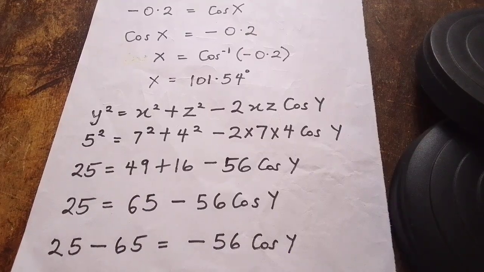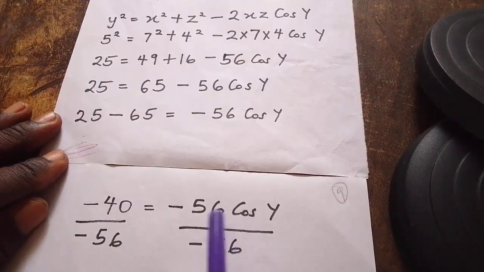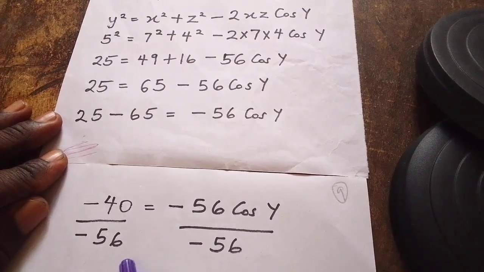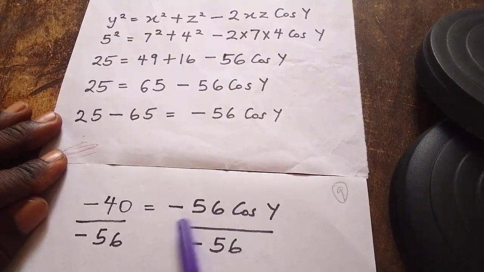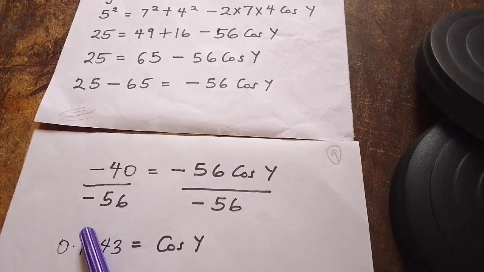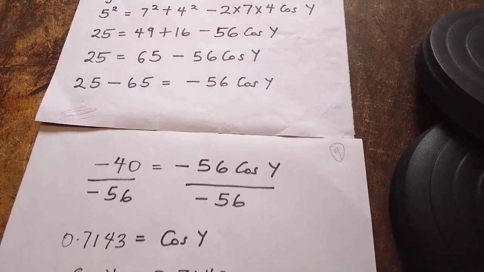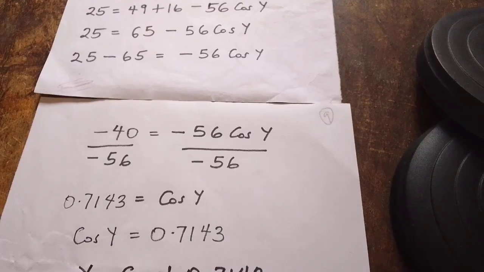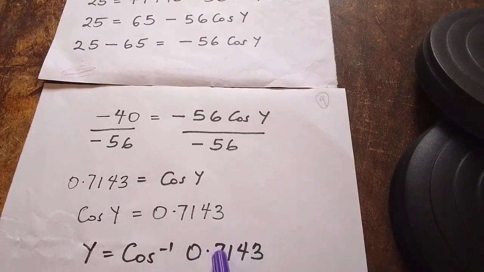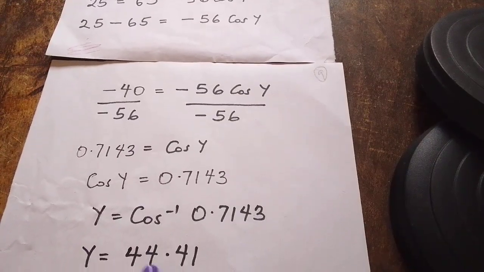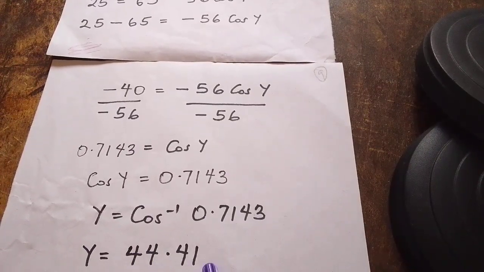If we bring this 65 to the other side, we have 25 minus 65 is equal to minus 56 cos y. Now to get cos y, you divide both sides by the coefficient of cos y, which is minus 56. So we are left with cos y here. Minus 40 divided by minus 56 gives us 0.7143. So that means cos y is equal to 0.7143. To get y, you look for the arc cos of 0.7143, which gives 44.41.